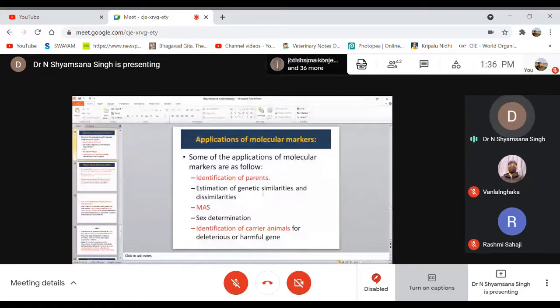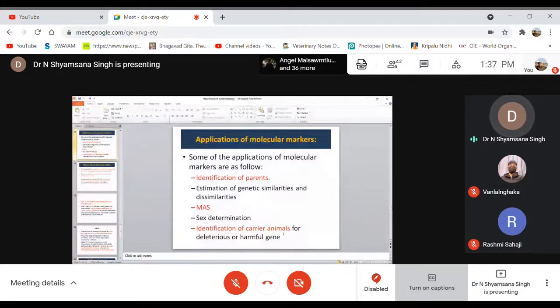Then what is MAS here? Marker assisted selection. I will give more information in the later slides. Then this sex determination molecular marker can be used, as in carrying gamete, like that. Then identification of carrier animals for any deleterious or harmful gene. So we can identify whether this particular individual is having any harmful gene or is a carrier, so that it can be removed from the breeding program. So like that, this molecular marker can be used in many fields.